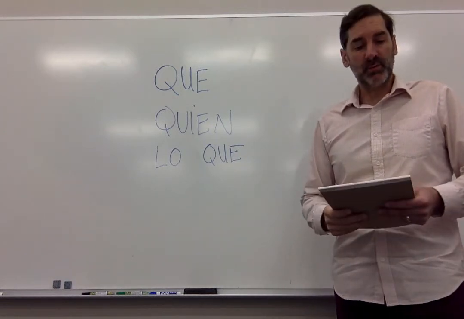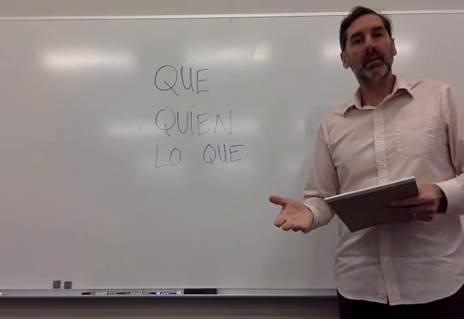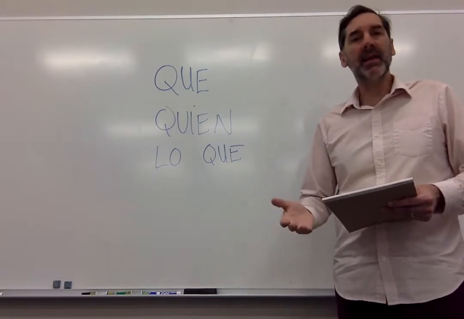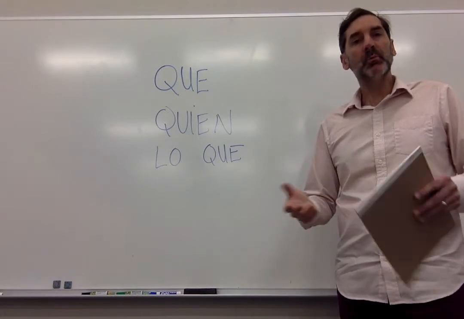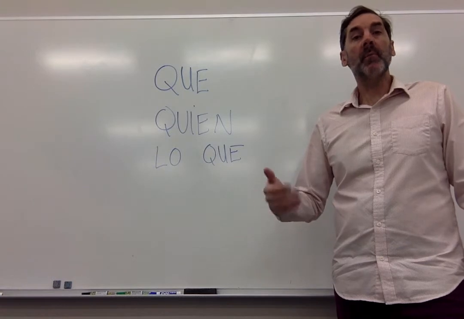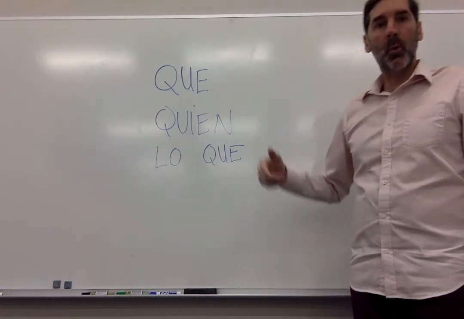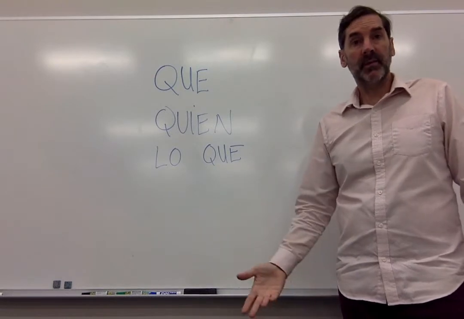Vamos a ver algunos ejemplos más. ¿Dónde pusiste la ropa que te compré ayer? Where did you put the clothing that I bought for you yesterday? I'm using que because ropa is a thing.